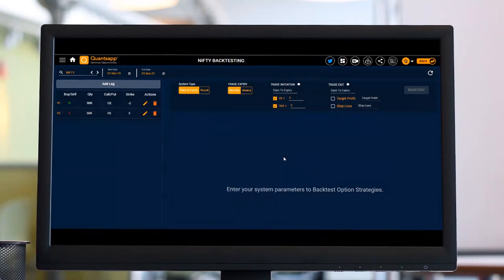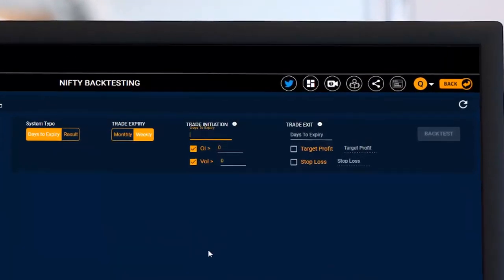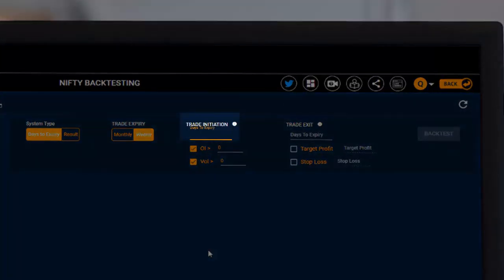Then there are 2 types of backtesting which we can conduct over here. First one is days to expiry, a normal backtesting wherein we can go ahead and give inputs about how many days prior to the expiry day we took an entry and exit. And the other part is result based backtesting, which we will try to discuss ahead in this video. Then the expiry is self-explanatory, which expiry we took a trade in. Trade initiation is how many days before the expiry we took an entry.